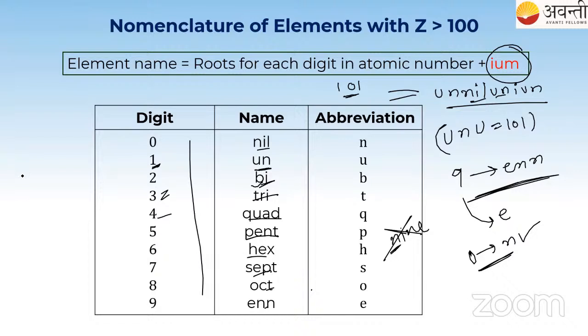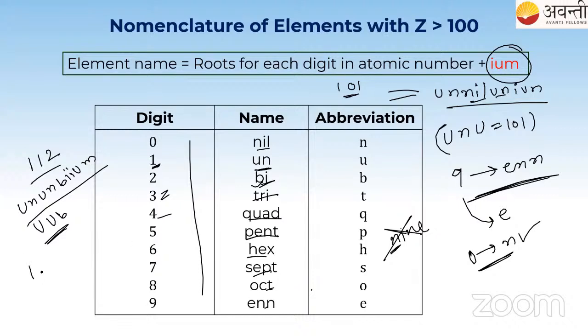Let me give some examples. Suppose I want to find 112. 1 is un, again 1 is un, and 2 is bi. Last, you add ium. So that is ununbium. The shortcut is Uub.